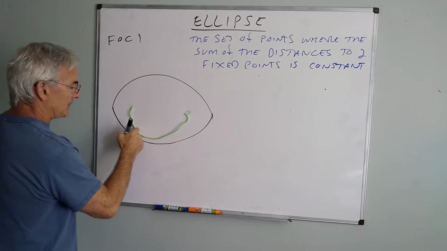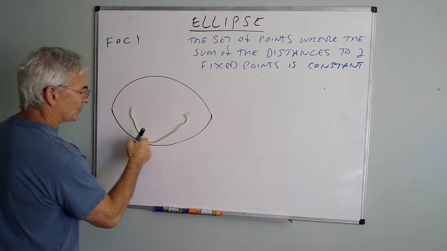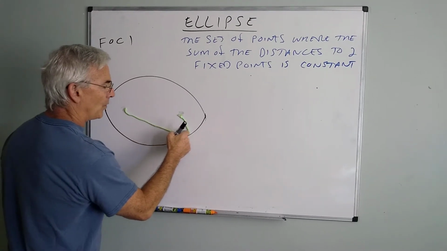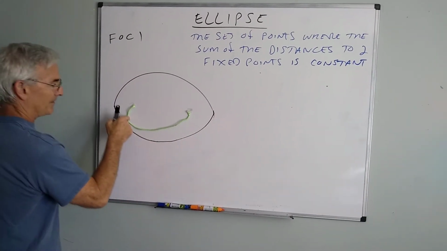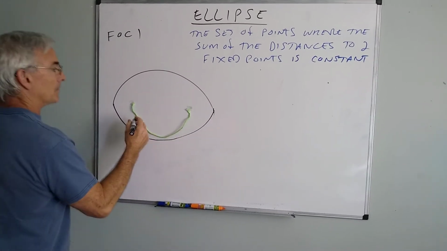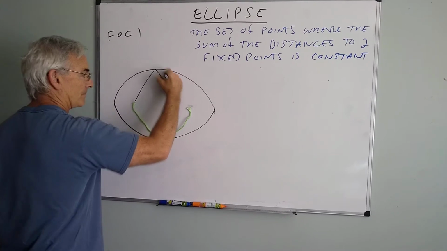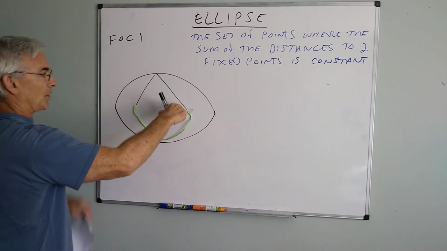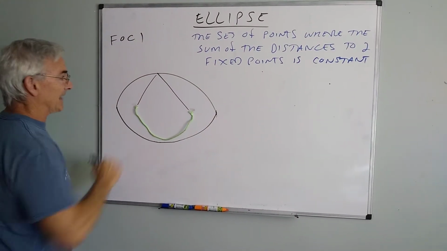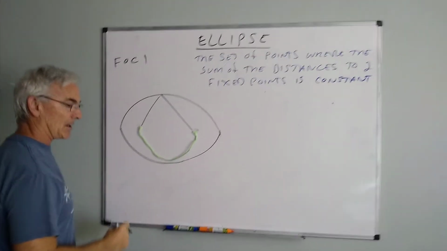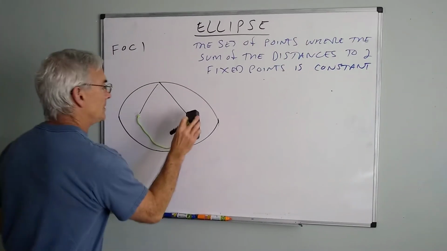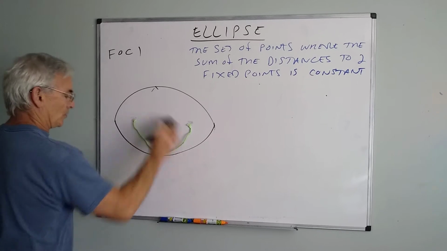Now if I take my string and just basically carve all the way around, then for every point on the ellipse, that distance will always be just the length of the string as I move all the way around and carve this out. So now I'm going to remove the string.